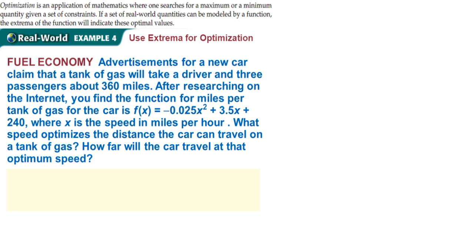If a set of real-world quantities can be modeled by a function, the extrema of the function will indicate these optimal values. So advertisements for a new car claim that a tank of gas will take a driver and 3 passengers about 360 miles. After researching on the internet, you find the function for miles per tank of gas for a car is f of x equals negative 0.025x squared plus 3.5x plus 240, where x is the speed in miles per hour. What speed optimizes the distance the car can travel on a tank of gas? And how far will the car travel at that optimum speed?